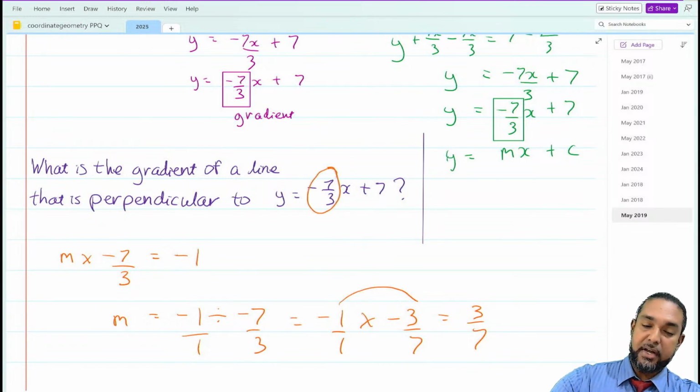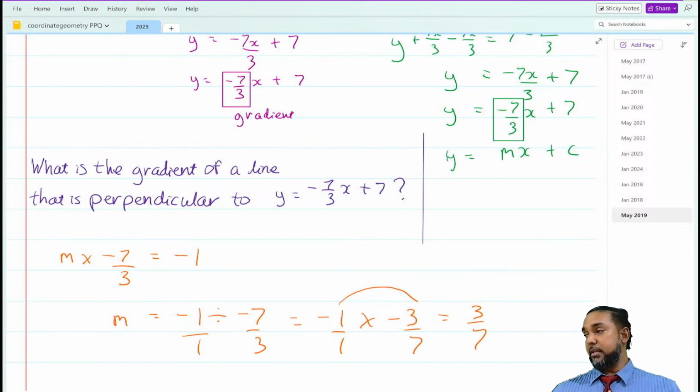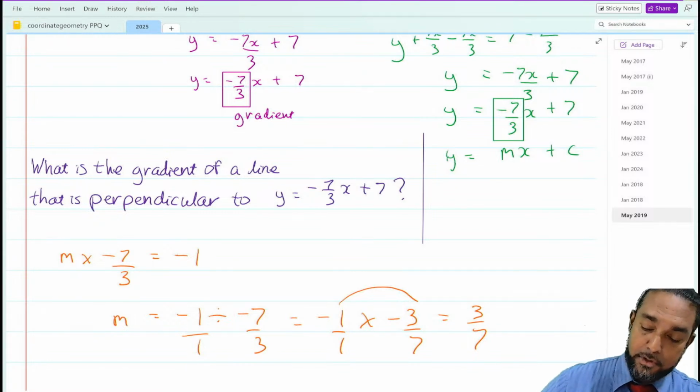Flip it and change the sign. So 7 over 3, when you flip it, you get 3 over 7, and then it was negative, so now it'll become positive.